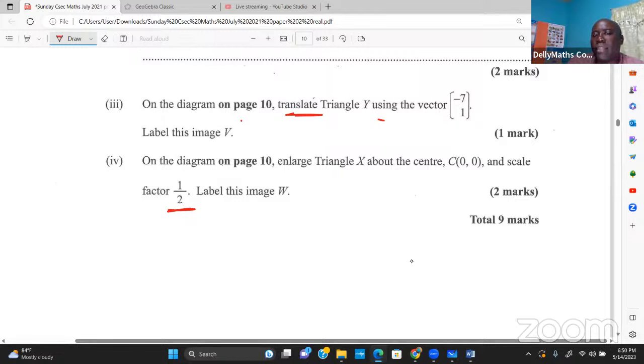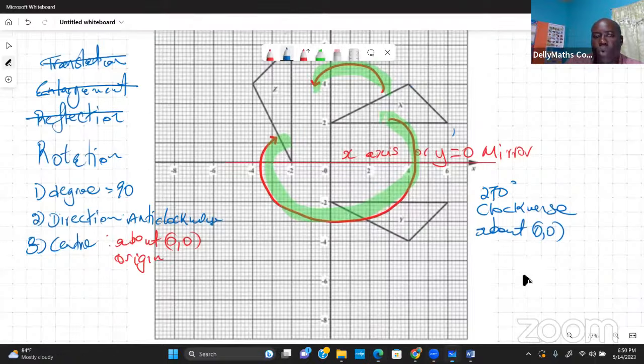So it says on the diagram, page 10, translate. Yes, we're going to translate Y, be careful, by the vector -7, 1. We could talk about that. Let's go to the page. -7, 1. I'm going to clear this up just for discussion. Allow me to clear.